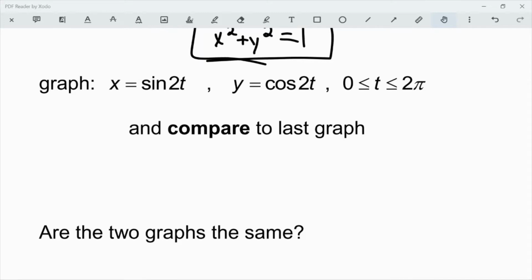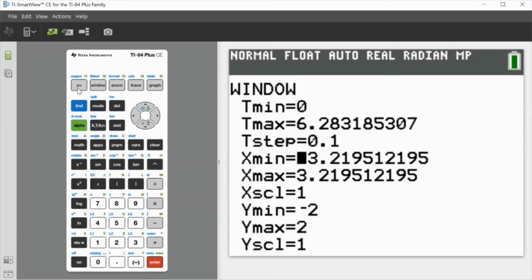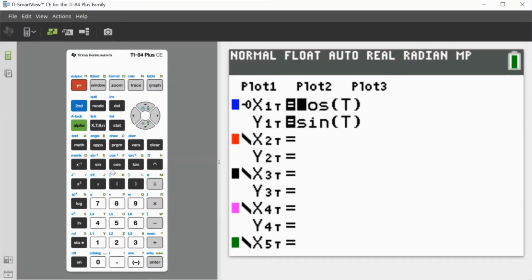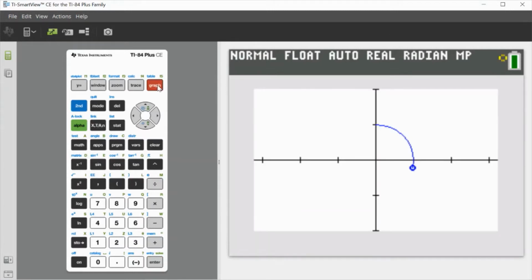Okay, so I'm going to go back to my calculator, and I'm going to graph this. On my calculator, we had x equal to the sine of 2t and y equal to the cosine of 2t. Now, when I graph this, let's take a look at what happens. Notice it started at the point 0, 1, and it actually completed 2 revolutions this time.